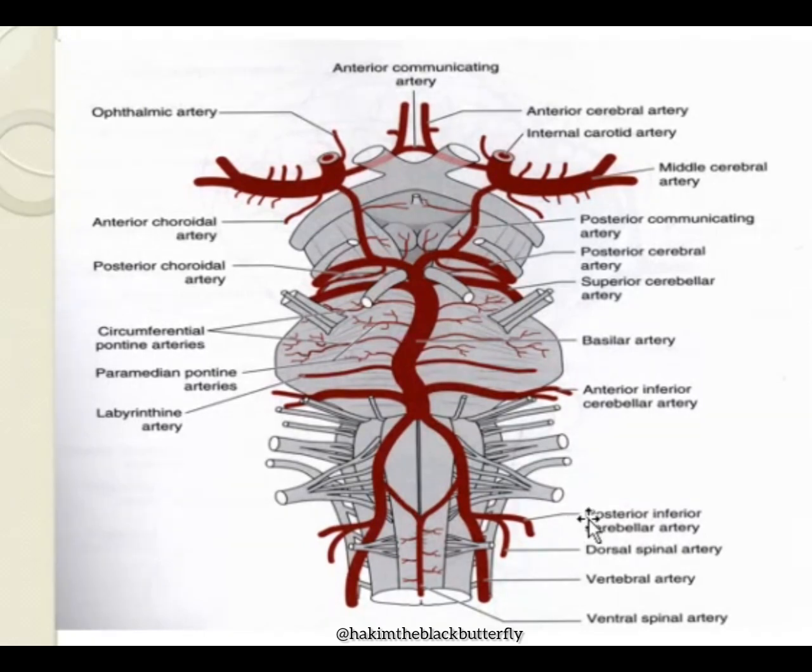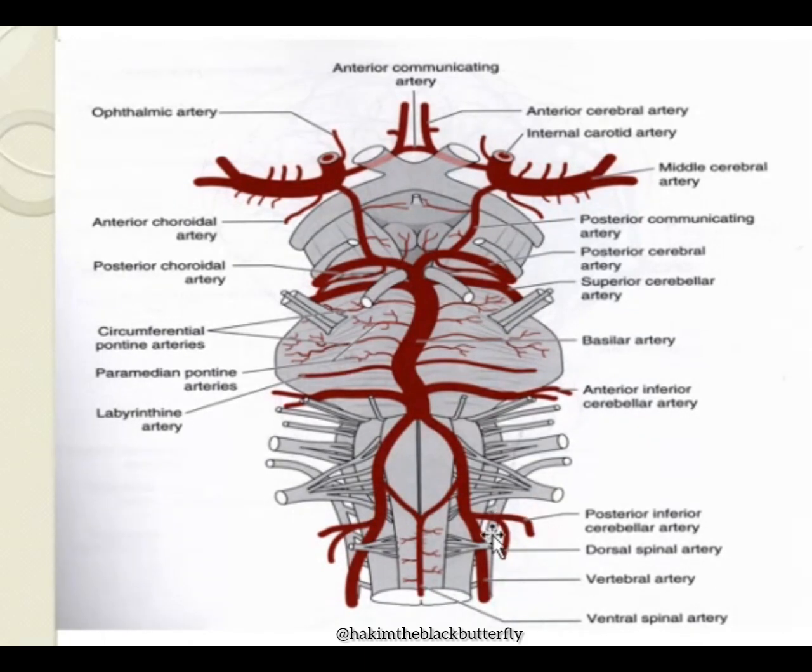surface of the cerebellum. So these 2 vertebral arteries, when they are still moving along the medulla oblongata, they give off the posterior inferior cerebellar arteries. These posterior inferior cerebellar arteries are going to supply the posterior part of the inferior surface of the cerebellum, and they are also going to give off branches to the spinal cord, which is known as the dorsal spinal arteries.